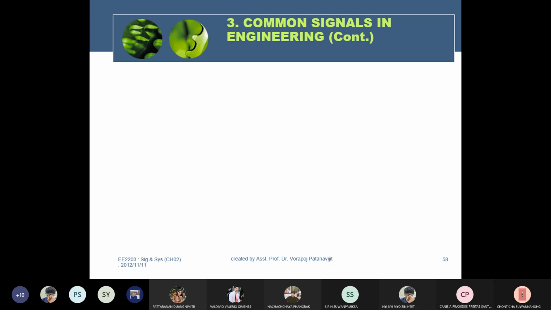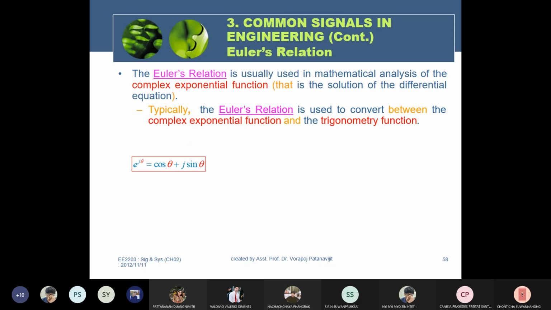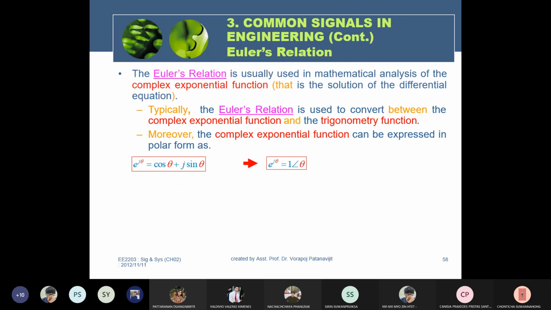Now we will concentrate on three cases, using the Euler equation. The complex exponential form can be written as cos plus j sin. I think you studied this in Calculus 1, so it's already familiar. Or you can change from cos and sin to the complex exponential. It is called Euler's relation. It's usually used in the mathematical analysis of the complex exponential form.